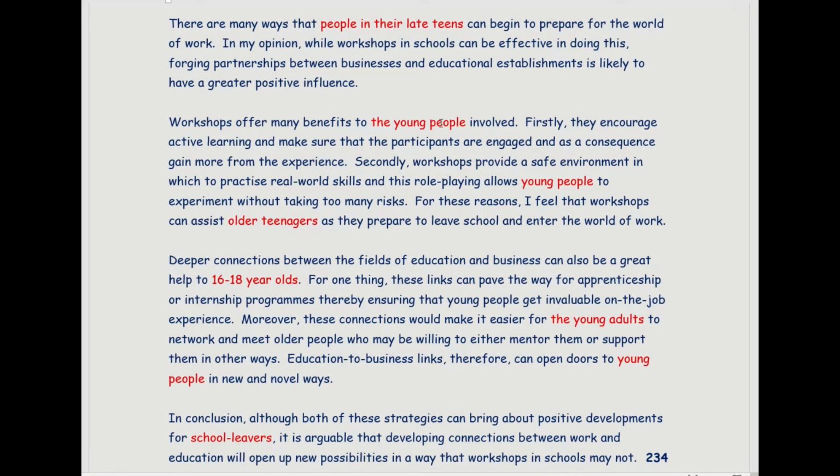So how many times did I use the given word? 1, 2, 3 times I've used the words that Cambridge gave me, but I also have 1, 2, 3, 4, 5 different synonyms for young people. I hope that helps.